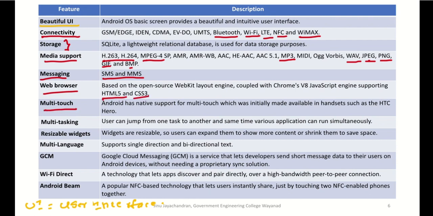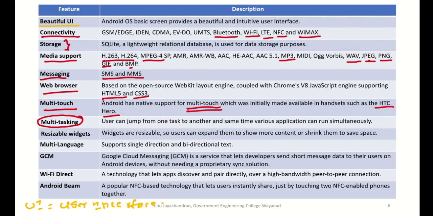Android also supports multi-touch. You can use a single finger to scroll, but if you want to enlarge an image, you can just use two fingers and swipe across. So that means it can support multi-touch. It started with the HTC Hero mobile.